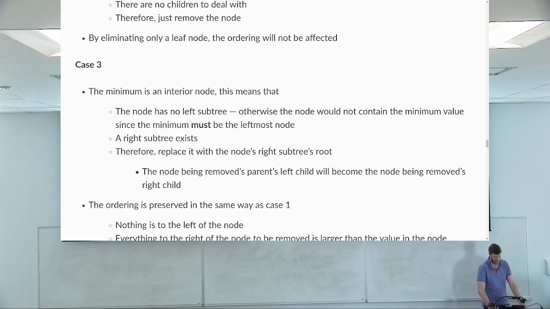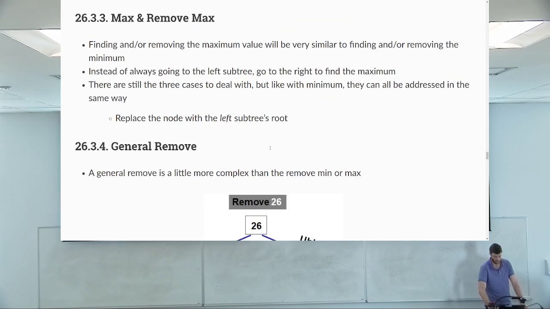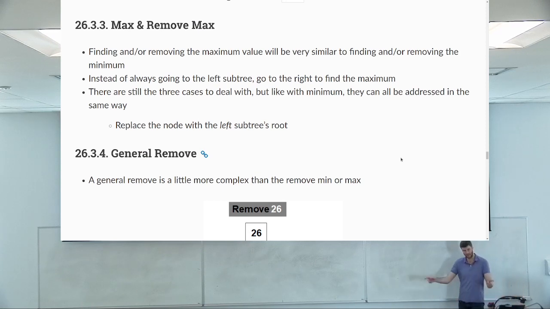The exact same thing is going to be true for removing the max. It's just replace the left and the rights. If you're removing the biggest value, you remove it and replace it with its left subtree. It might be null, it might not be. It's fine if it's the root, same solution. So the algorithm for those removes are nice.